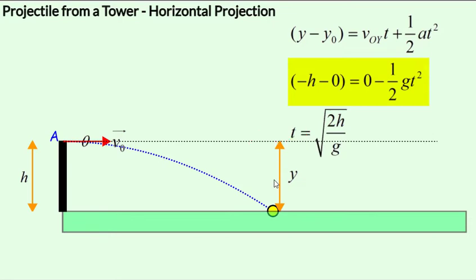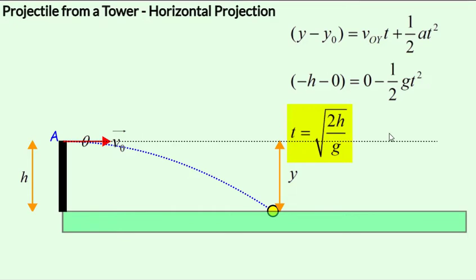As discussed, the initial y velocity component v0y is 0 since the initial launch velocity is completely in the x direction. You can think of the initial component of the y velocity as v0 sine theta, and since theta in this case is 0, v0 sine theta would also be 0. The acceleration is minus g since it is in the downward direction. So we solve for the time, and this turns out to be the square root of 2h over g.